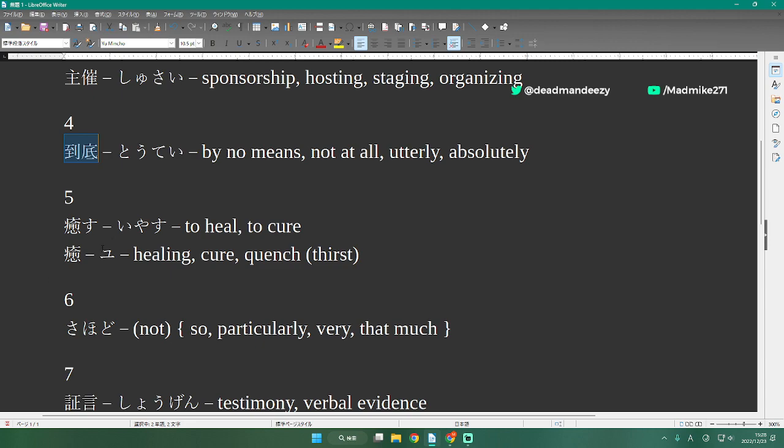Tote is by no means, or if you go all the way to the bottom of it, it is by no means X. Can also mean utterly or absolutely when used with a positive verb. So this is one of those adverbs that can mean two things depending on whether it's a positive or negative verb. Tote is getting to the very bottom of it, or by no means, or utterly.